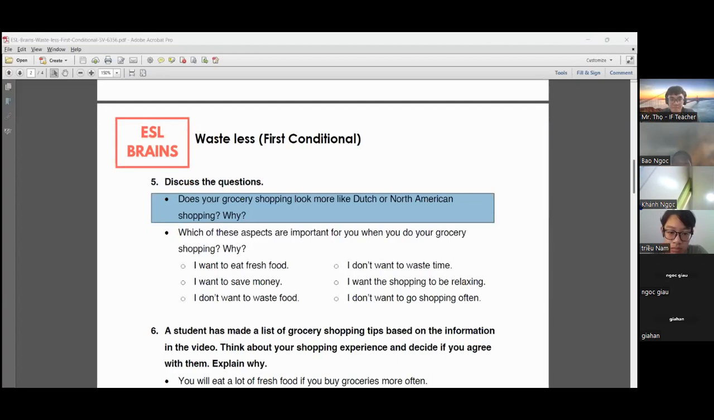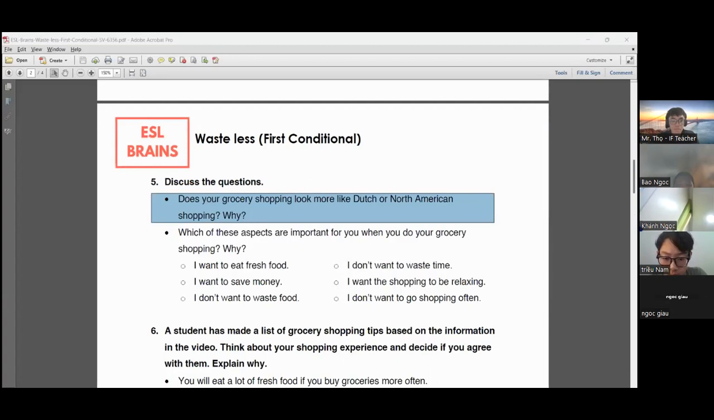In my opinion, our grocery shopping looks like North America. I think that in North America, people go to big supermarkets to buy lots of things, and the checkout line is very crowded. It's like in Vietnam. When people in Vietnam go to the supermarket, they buy a lot, and the checkout line is always crowded.